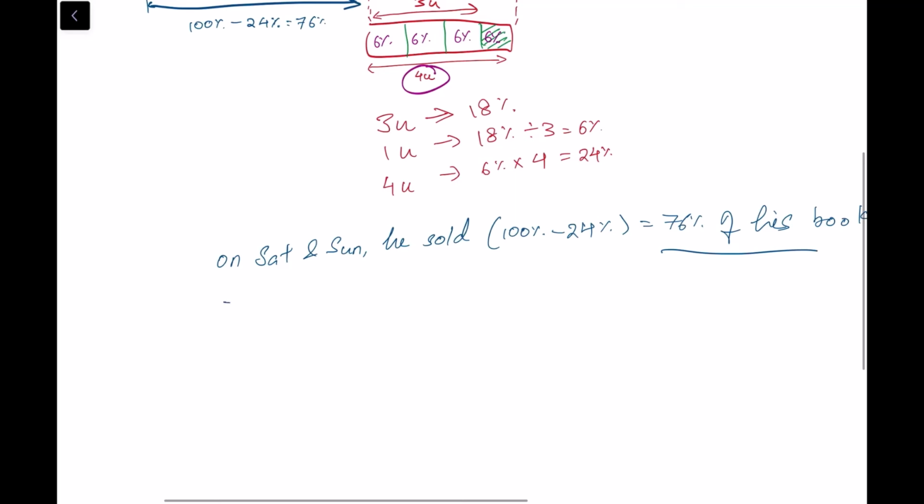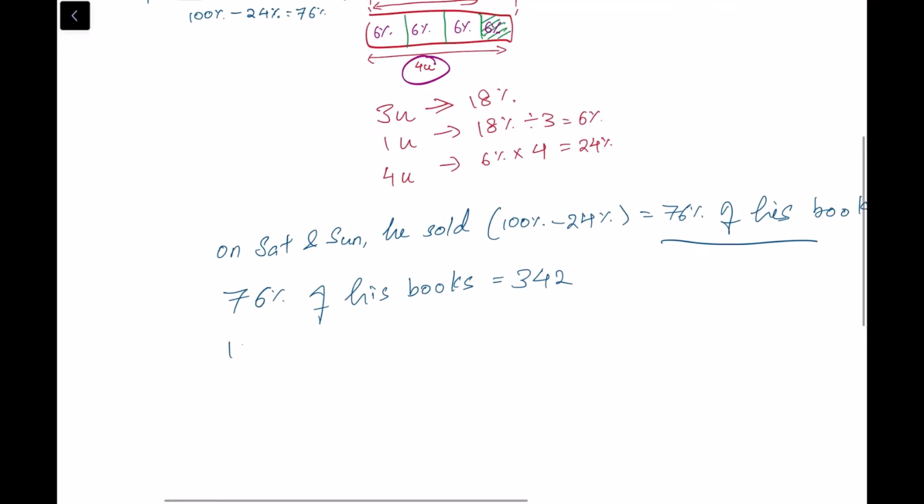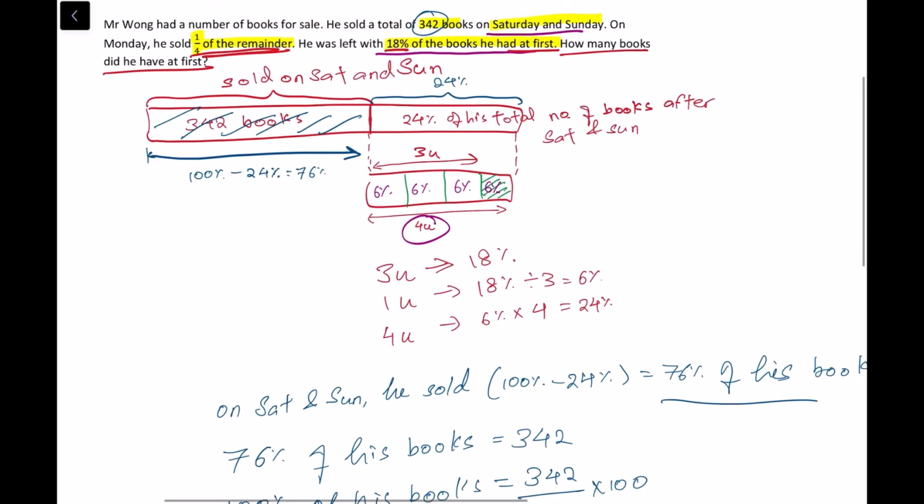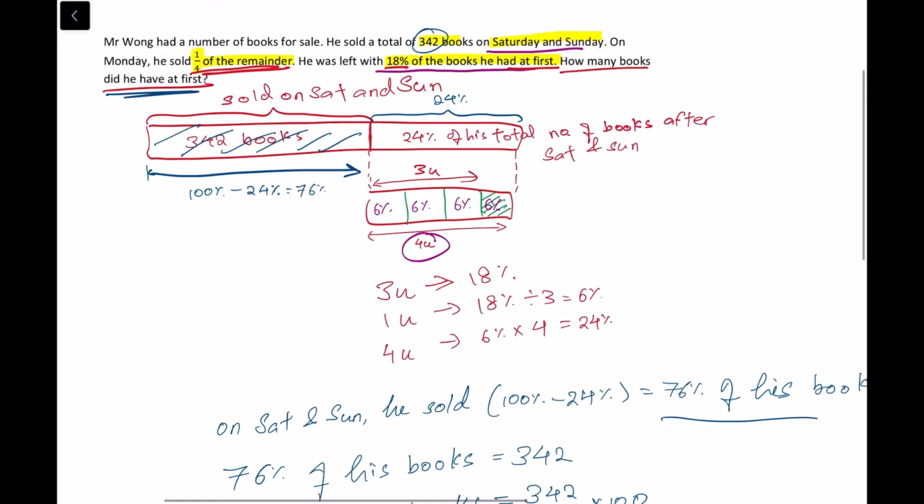So if 76% of his total number of books is equal to 342, then 100% of his books, or in other words the total number of books he had at first, would simply be 342 divided by 76 times 100, and that would give us 450. So at first he had 450 books.